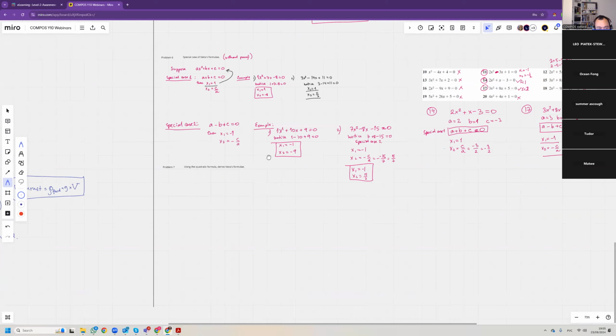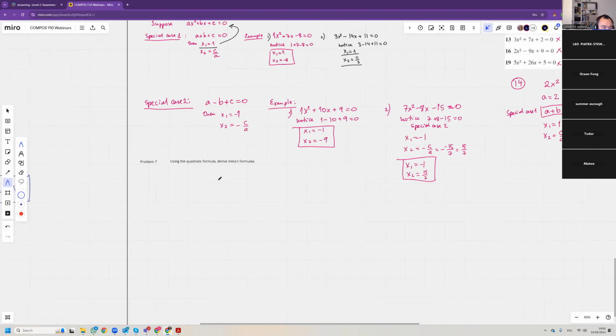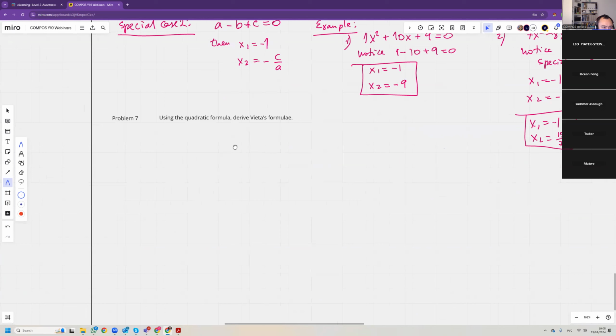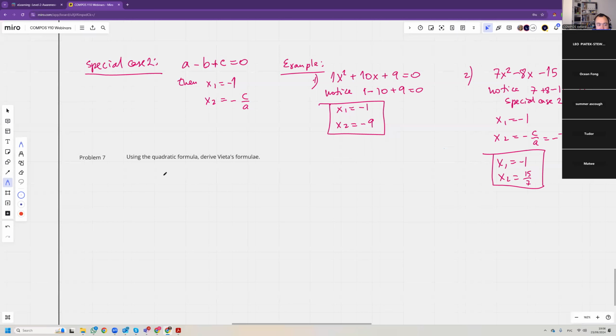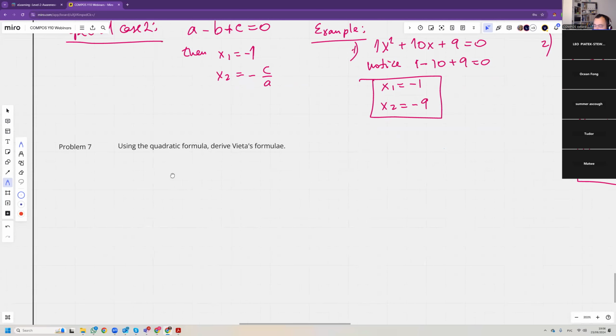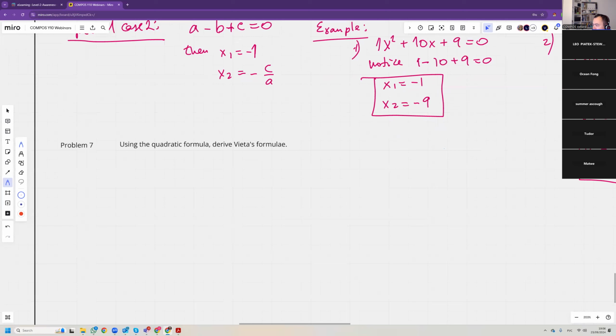Okay. We have time for one more thing. Using the quadratic formula, derive Vieta's formulae. So basically prove Vieta's formula using the quadratic formula. That's one thing I could do. Or I could actually show you why the special case works. Why prove the special case, or prove special case.